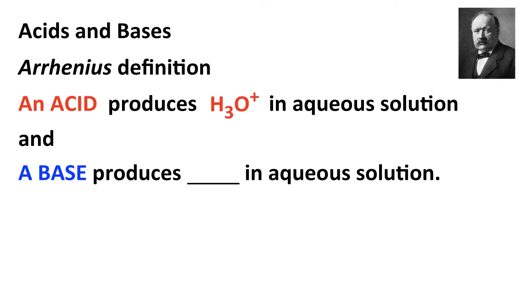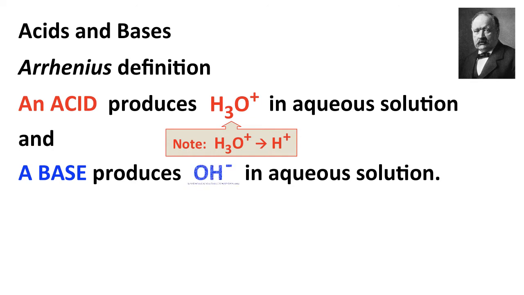Now, as a note, hydronium ion is what's actually produced by an Arrhenius acid. We sometimes use H+ as a shorthand for H3O+, even though it's technically not correct. More on that in a little bit. In the Arrhenius definition sense, a base is a substance that produces hydroxide ions, OH-, in aqueous solution.